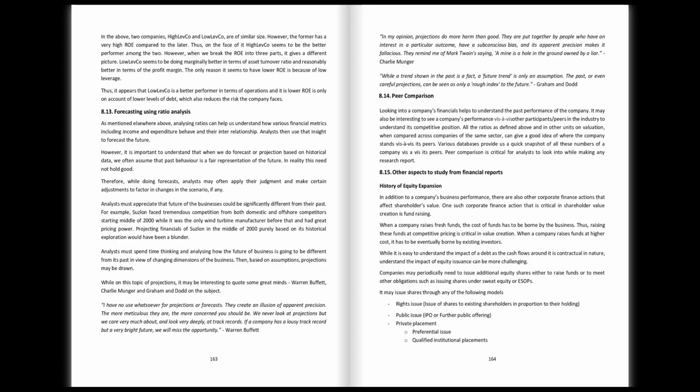Peer comparison. Looking into a company's financials helps to understand the past performance of the company. It may also be interesting to see a company's performance vis-a-vis other participants or peers in the industry to understand its competitive position. All the ratios as defined above and in other units on valuation, when compared across companies of the same sector, can give a good idea of where the company stands vis-a-vis its peers. Various databases provide us a quick snapshot of all these numbers of a company vis-a-vis its peers. Peer comparison is critical for analysts to look into while making any research report.